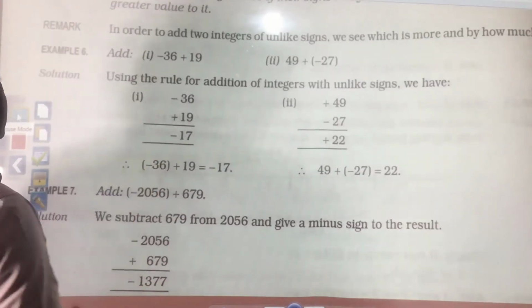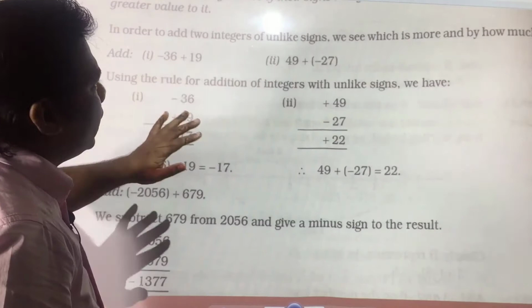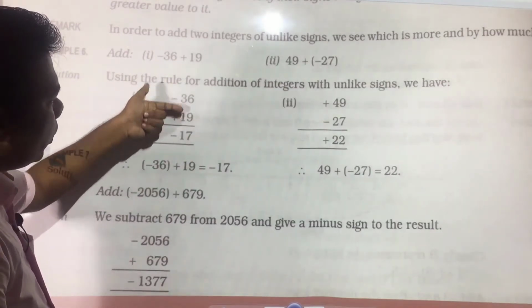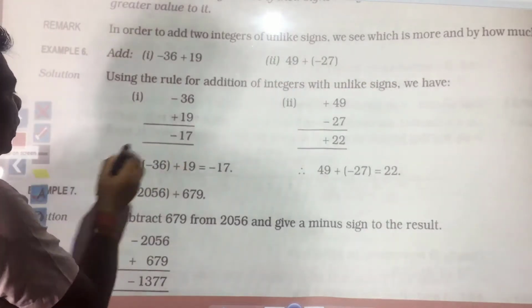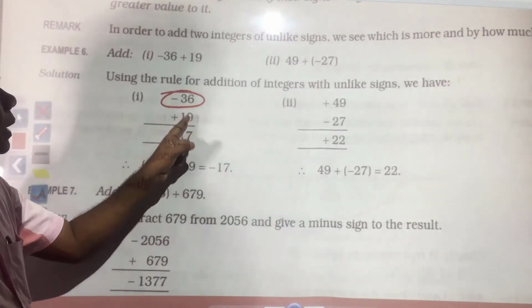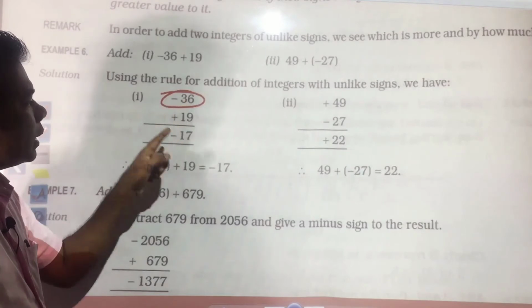Here you see some examples have been given. Minus 36 plus 19. So, minus 36 and plus 19, you see this is required to be subtracted, you have got 17. Now, which sign do we need to put? We will see the greater number. Regardless of their sign, 36 is greater, and that is why the sign of 36 will be taken over here.